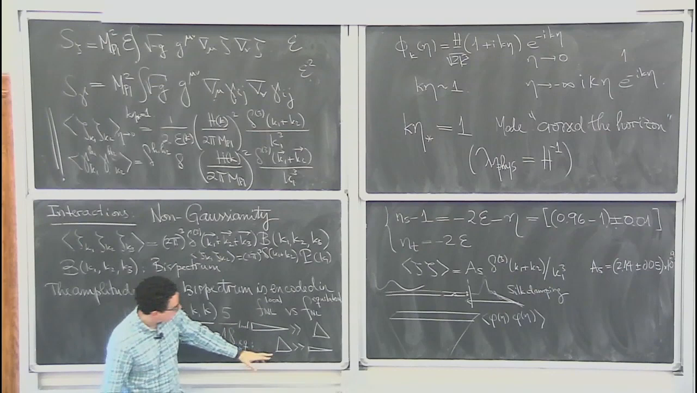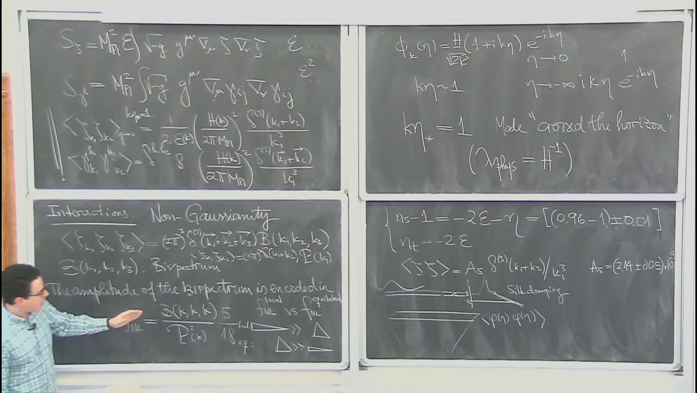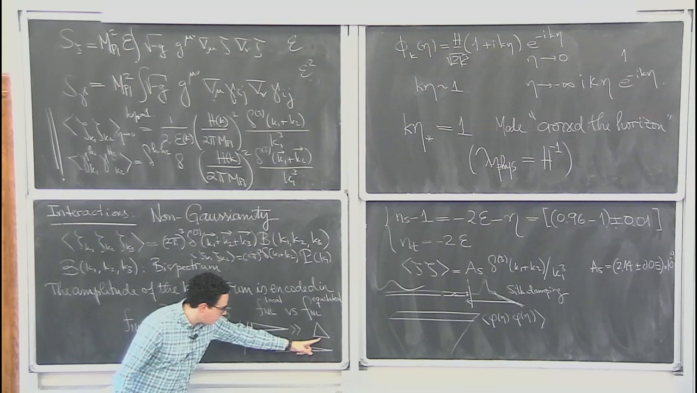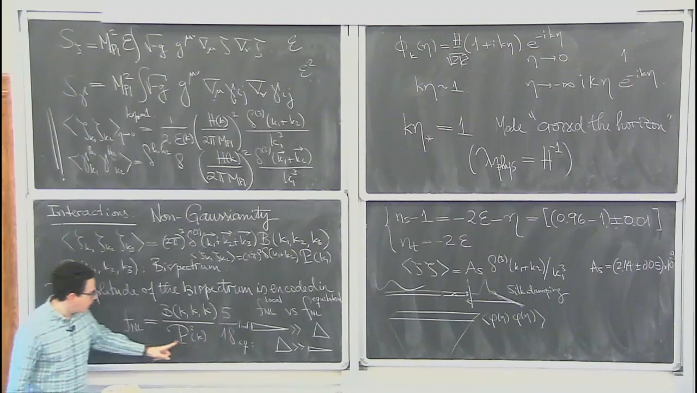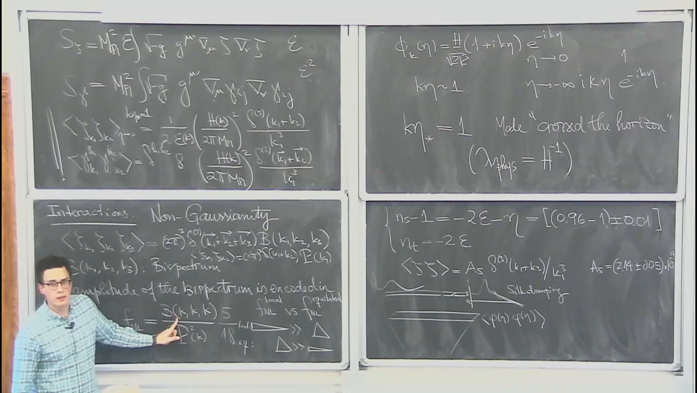Here again it's conventional. Even the local shape, even though here the signal is the weakest, we still talk about the overall size by computing the shape in the equilateral configuration. So that tends to cause some confusion.